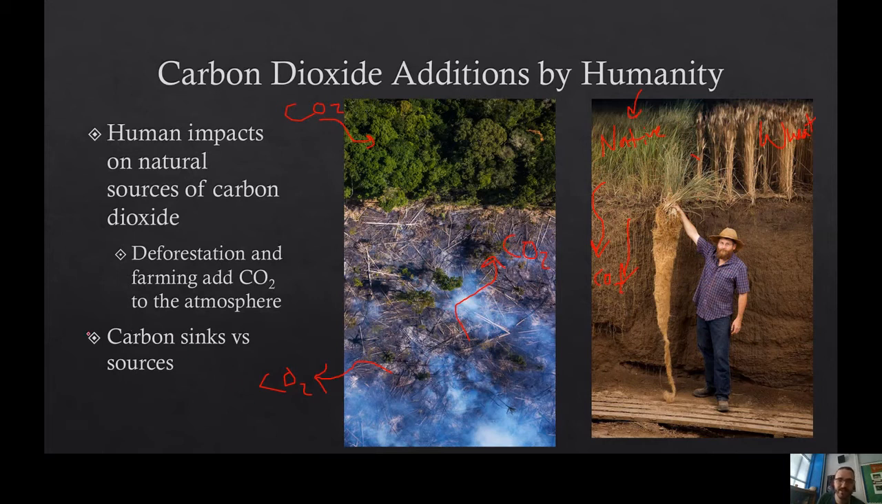And this kind of brings us to this idea of carbon sinks versus sources. A carbon sink is something that takes carbon out of the atmosphere, so something like a forest or this natural grassland. A carbon source is something that puts carbon into the atmosphere. And so we are basically removing the carbon sinks from the world, the forests and the natural grasslands, and replacing them with carbon sources like farms.